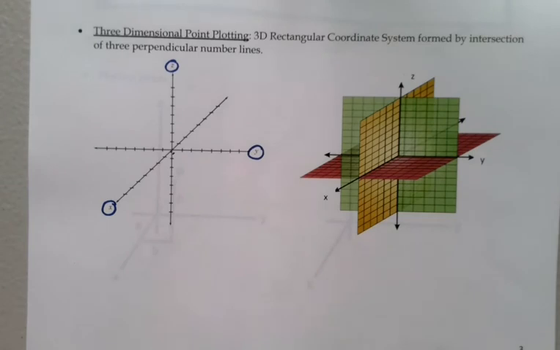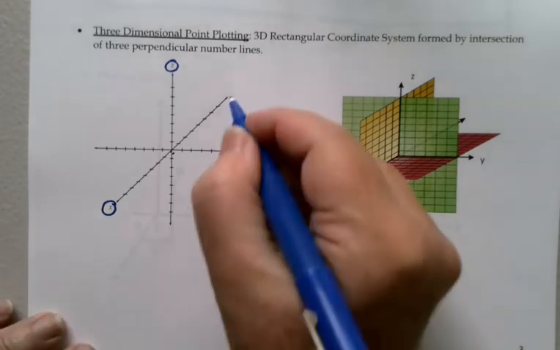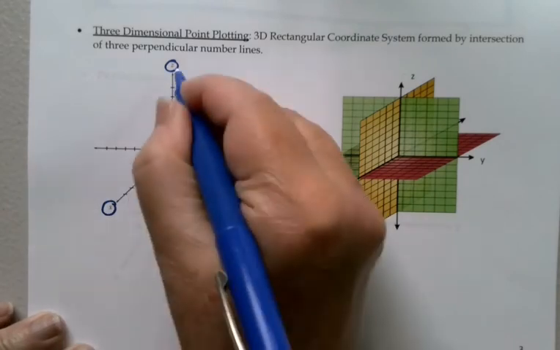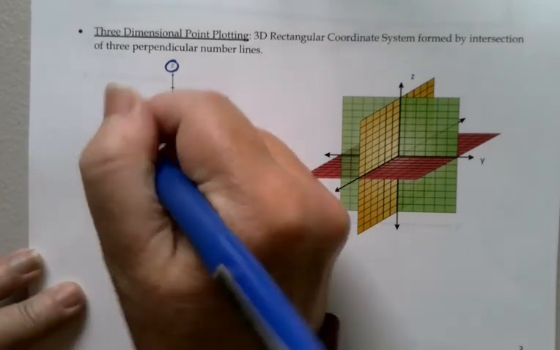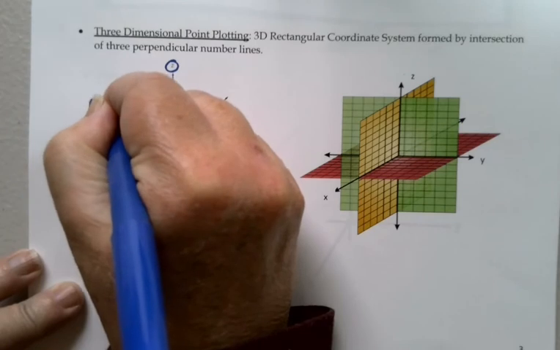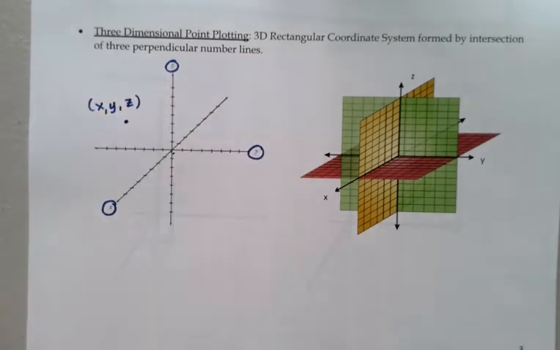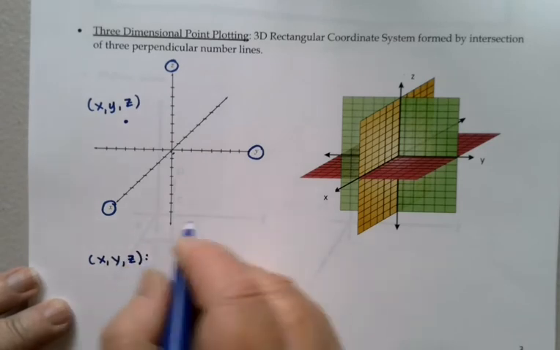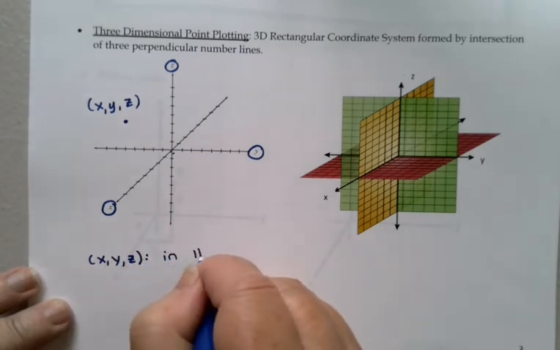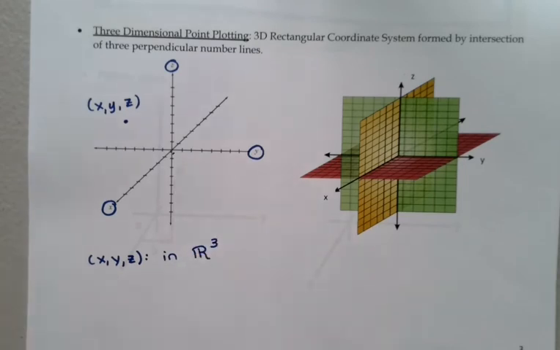So notice we do have three perpendicular number lines, right? 1, 2, 3, all at right angles to one another. To locate a point in three space, then, I'm going to have to give all three coordinates, an x, a y, and a z. That's a point in three space, R3.